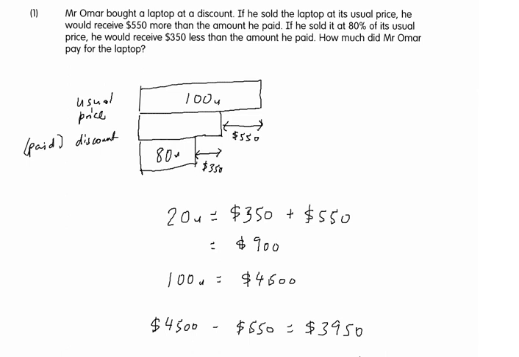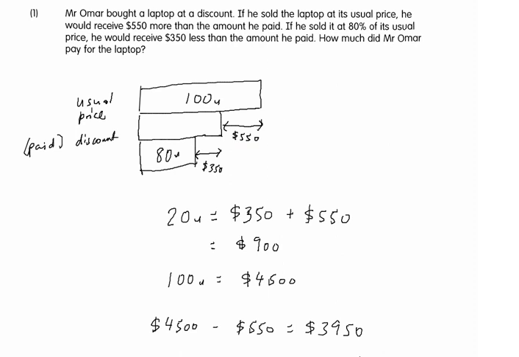So, you know that this Mr. Omar, he bought a laptop at discount. If he sold the laptop at usual price, he will receive 550 more than the amount he paid. He paid the discounted price, right? And this is the amount he paid. If he sold at the usual price, that means usual price is more. It will be $550 more, right?